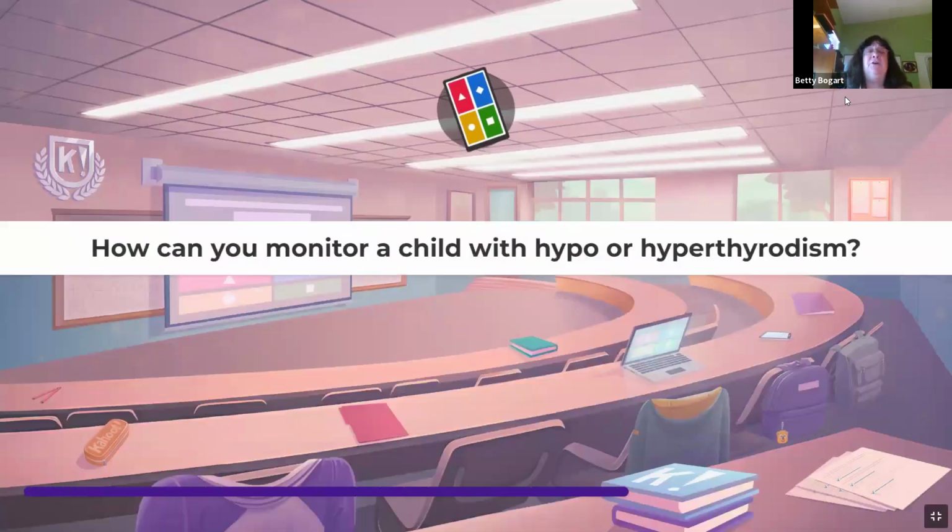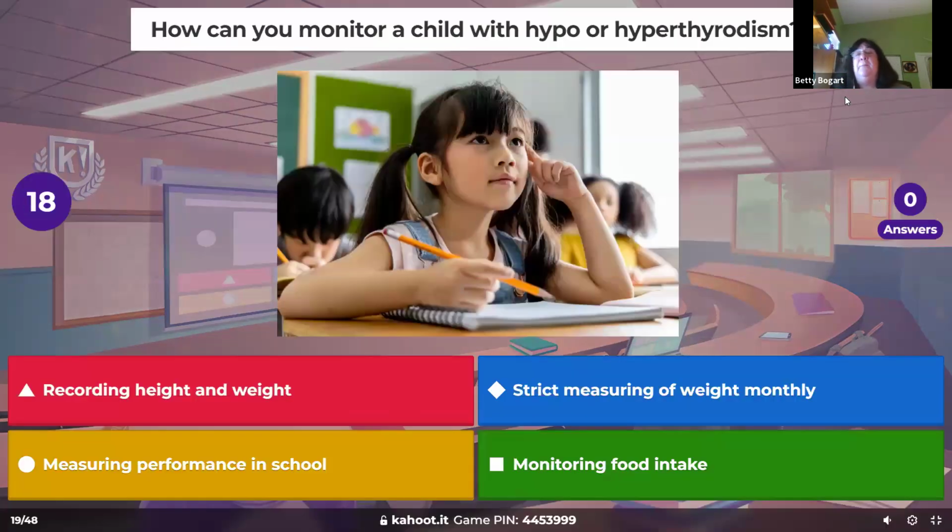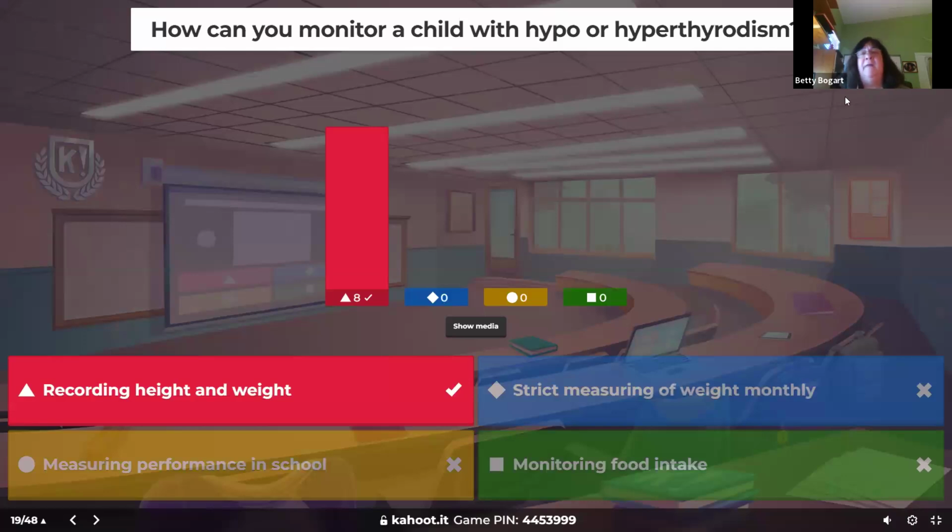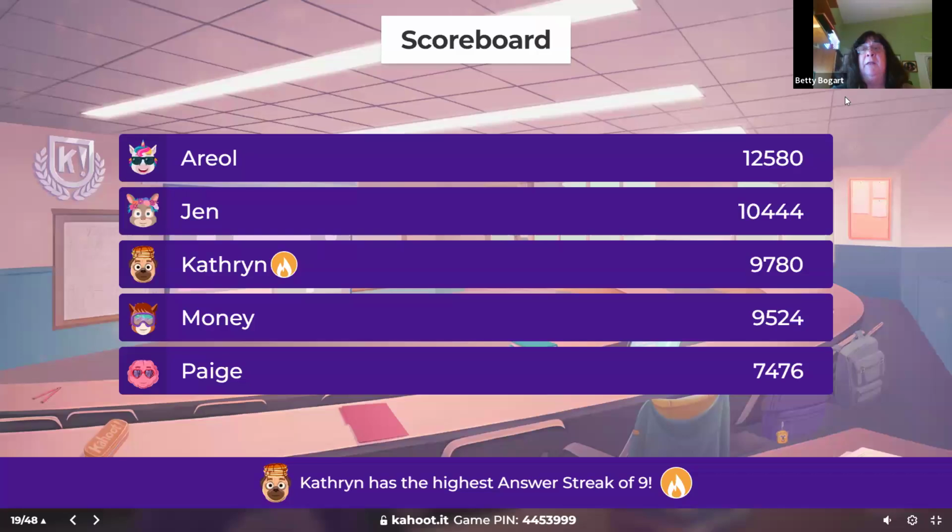How can you monitor a child with hypo or hyperthyroidism? What are things that we always do to look for kids for many, many different reasons? Remember, thyroid has to do with growth, right? Height and weight. It's one of the reasons why we do a height and weight with every visit, whether they're in the ER or a doctor's office. We want to see, are they growing right? Because we can find maybe they do have a lack of thyroid hormone. We can replace it.